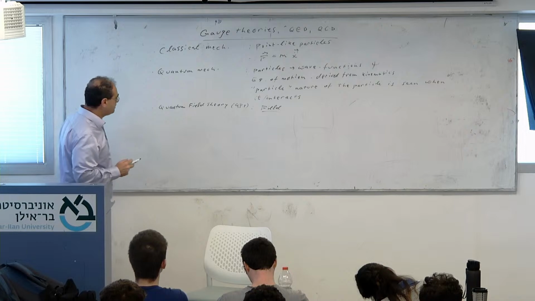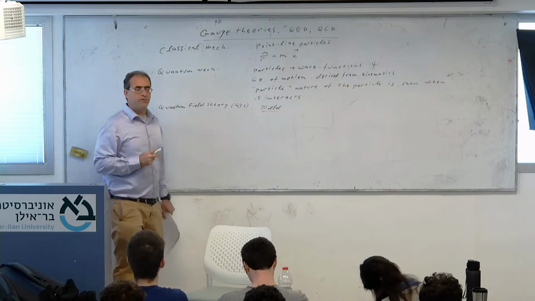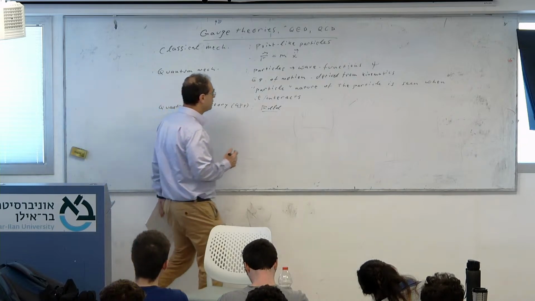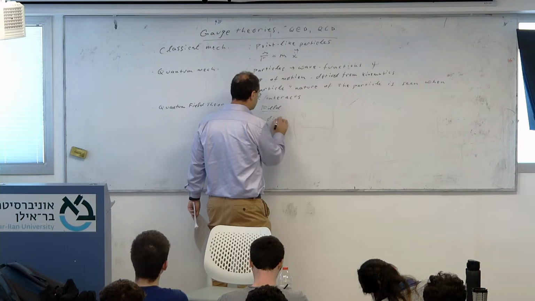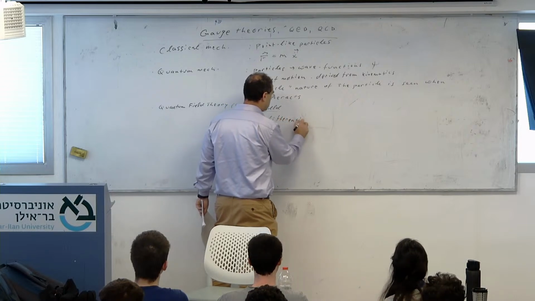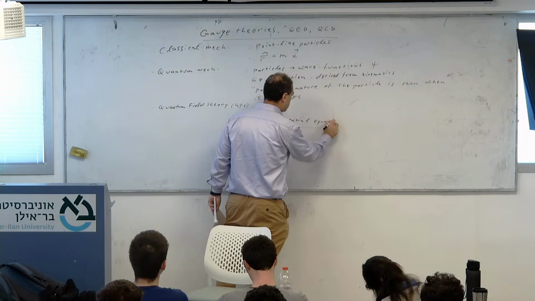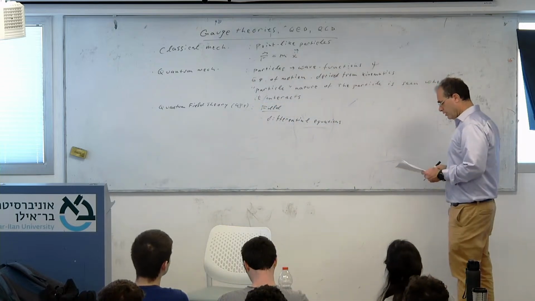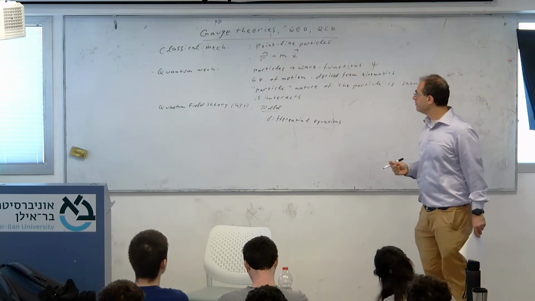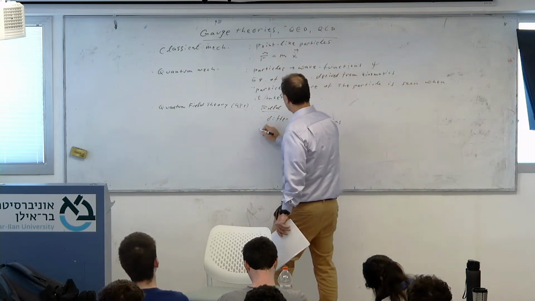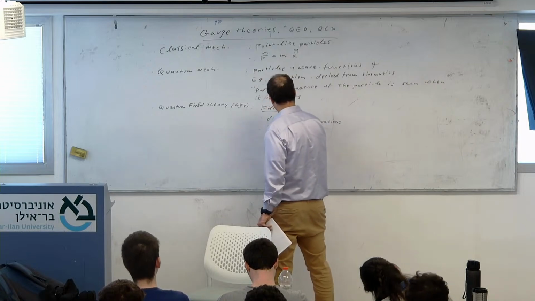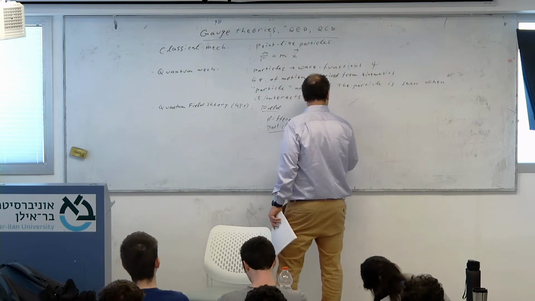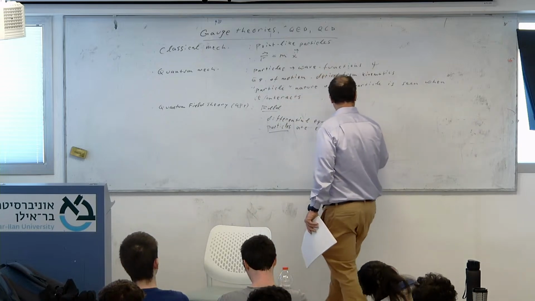In quantum field theory, the basic entity is the field. The field also obeys a certain differential equation in which the fields evolve. Particles, what we call particles, are excitations of the field.